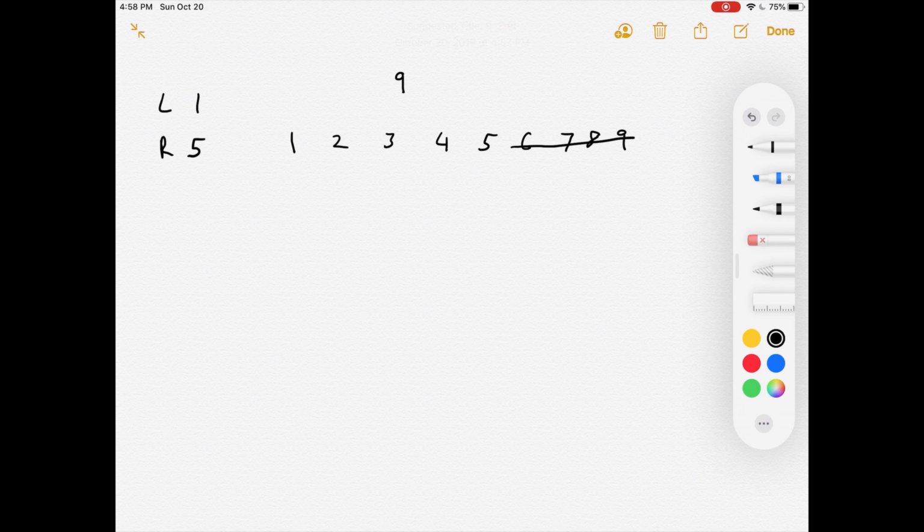We divide this half in half. What's the midpoint in this? It's the number 3. When you multiply 3 by 3, does that equal the number 9? Yes, it does. So that's the result.